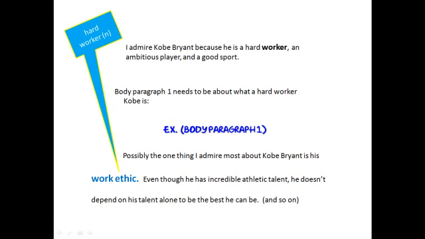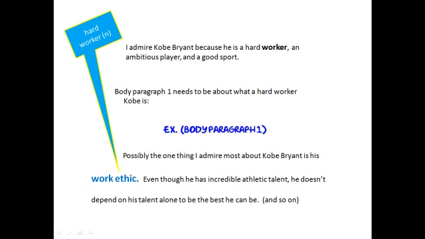So you begin your body paragraph. Possibly the one thing I admire most about Kobe Bryant is his work ethic. Even though he has incredible athletic talent, he doesn't depend on his talent alone to be the best he can be. And so on. That, of course, is not the entire paragraph.